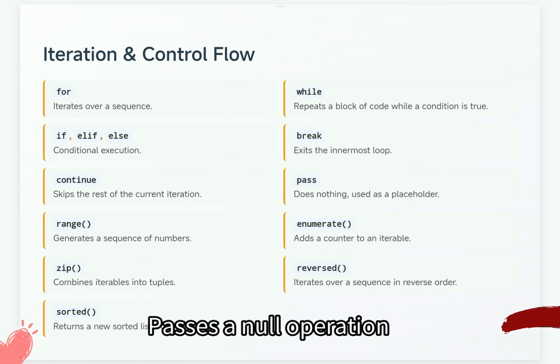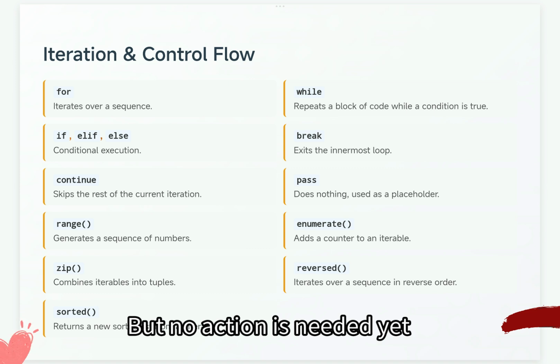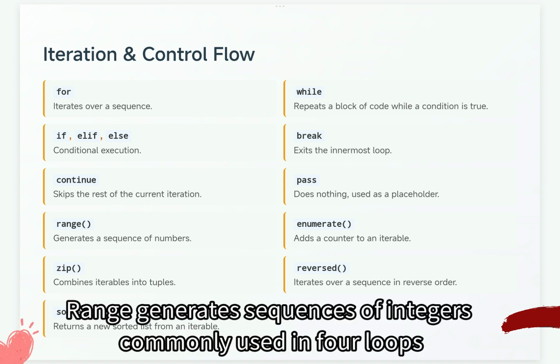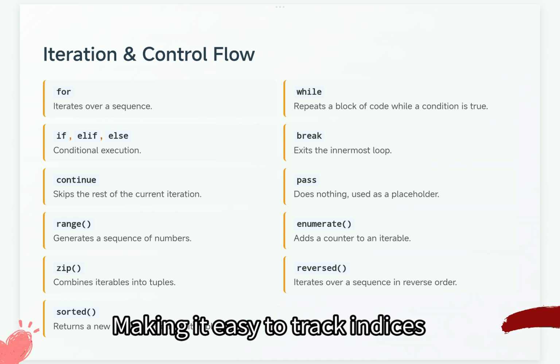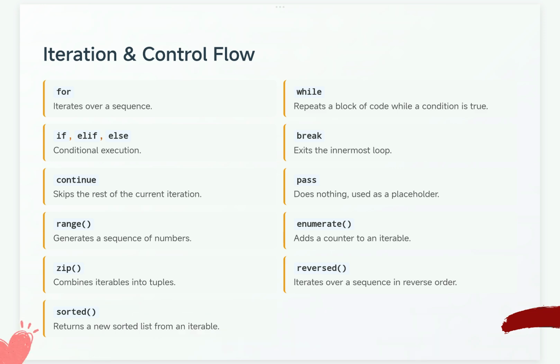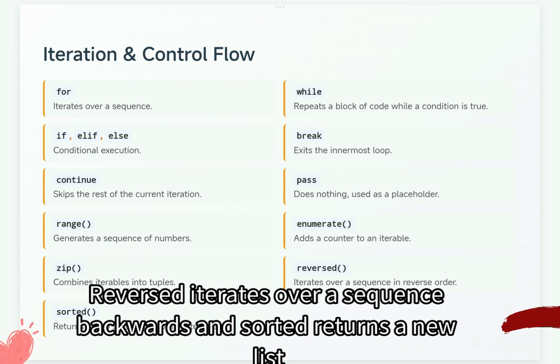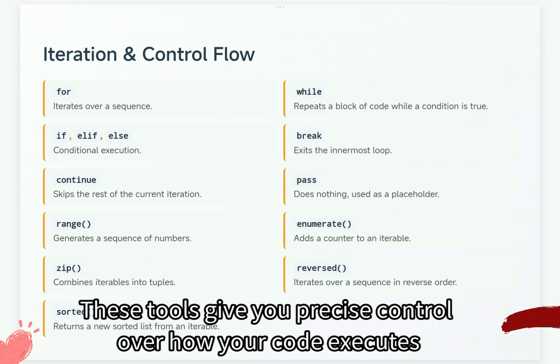Pass is a null operation, often used as a placeholder where syntax requires a statement but no action is needed yet. Range generates sequences of integers, commonly used in for loops. Enumerate adds a counter to an iterable, making it easy to track indices. Zip takes multiple iterables and aggregates their elements into tuples, ideal for parallel iteration. Reversed iterates over a sequence backwards, and sorted returns a new list containing all items from the iterable in ascending order. These tools give you precise control over how your code executes.